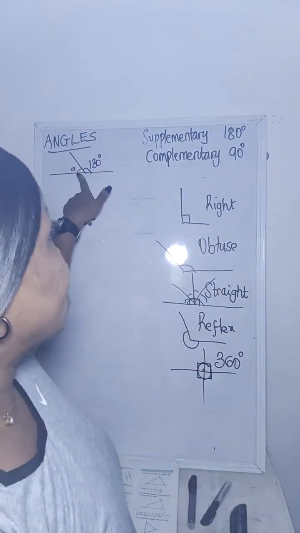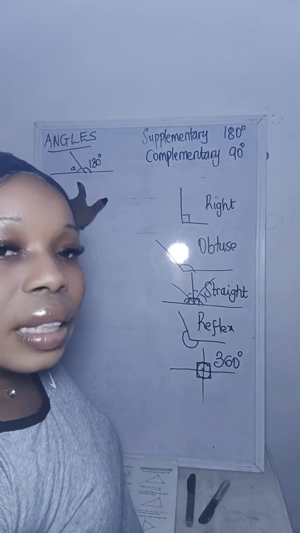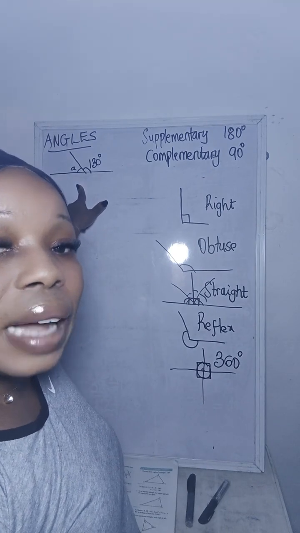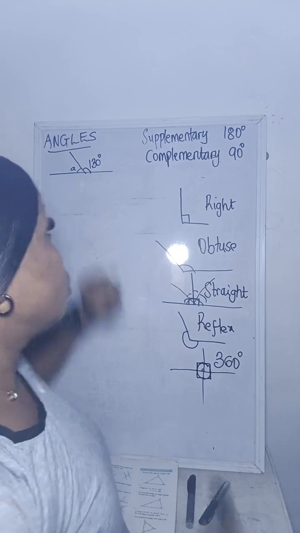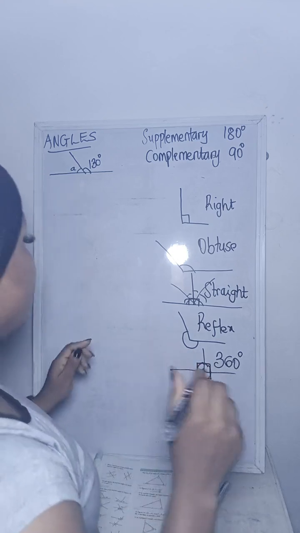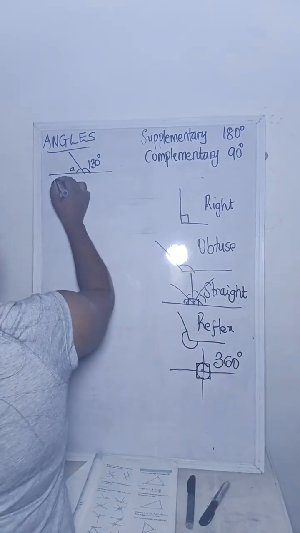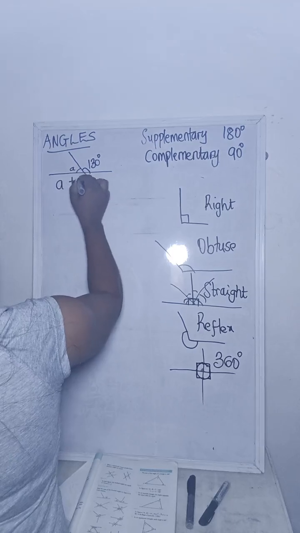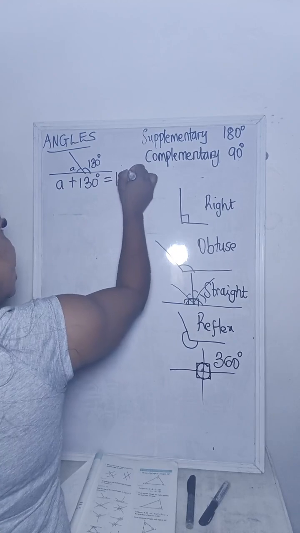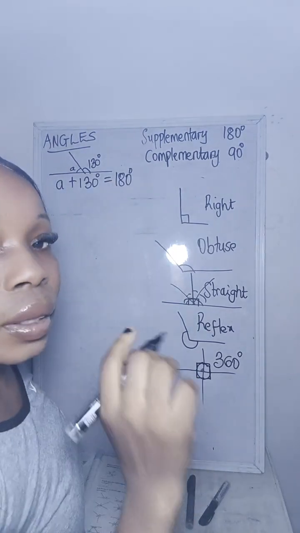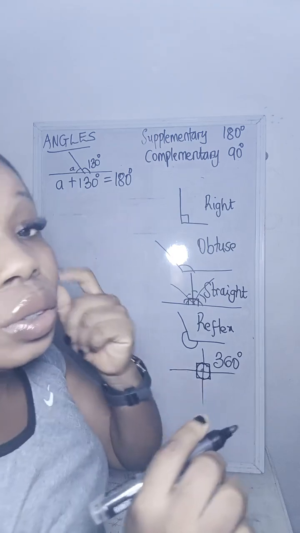Now you would say that this particular question is a supplementary angle. They are on a straight line and both of them add up to 180 degrees. Since we know that supplementary angles always add up to 180 degrees, we'll say A plus 130 degrees equals 180 degrees. They sum up to 180, so the addition of both of them must be equal to 180 degrees.